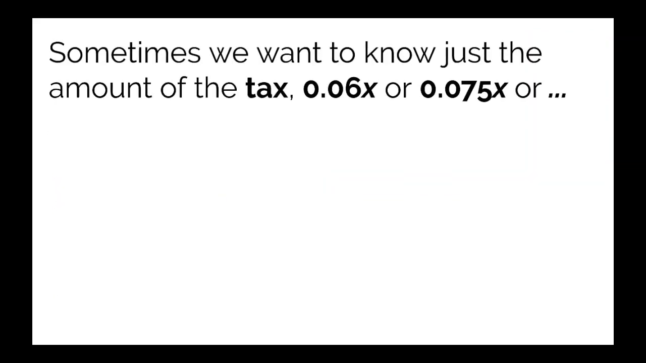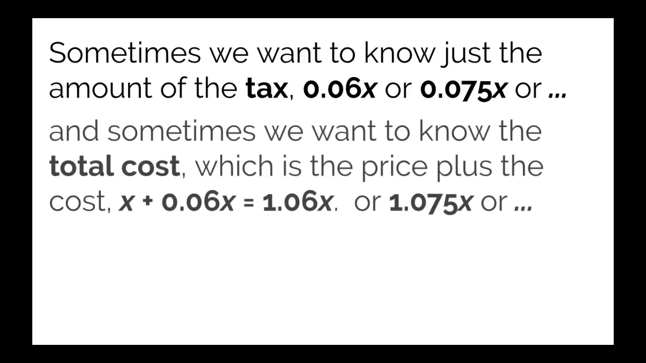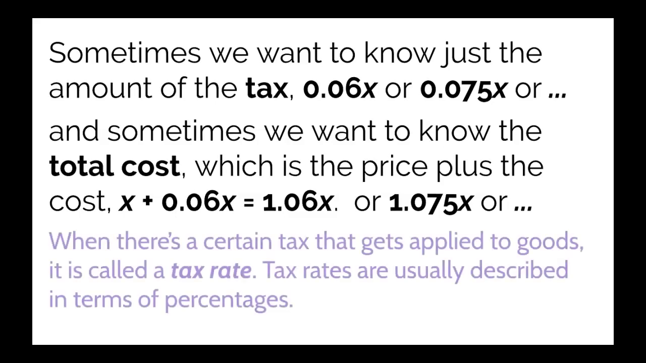All right, so sometimes we want to know just the tax, and if we want to know the tax, then if it was 6%, we could do 0.06x, or if it was 7.5%, 0.075x, et cetera. But if we want to know the total cost, we have to add the original price, which is the full x, plus 0.06x, or do 1.06x. Okay, I want you to get comfortable with both strategies and both types.